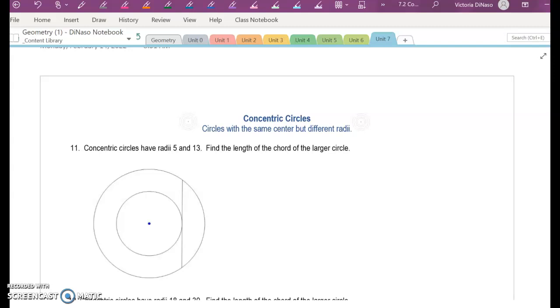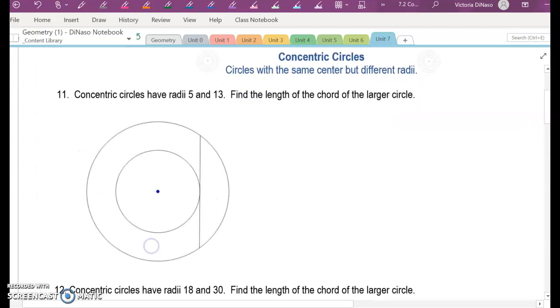What you're going to be looking for is the chord, and you're going to have to connect the 2 radii to the chord in order to find the missing numbers, all right? So for number 11, we're going to draw 2 lines to connect the center to the chord. So I'm going to draw a straight line out, and that forms a right angle, and then I have one other line that we're going to form.